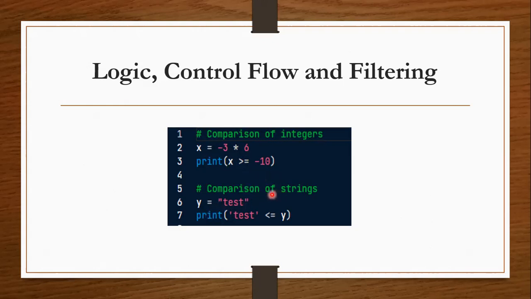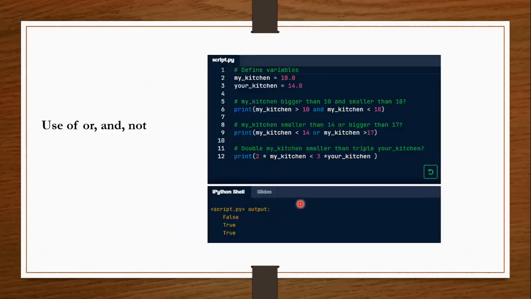When we apply strings, y is equal to test, print test less than or equal to y. This kind of logic can also be done by Python. Use of or, and, not. These or, and, not are booleans.